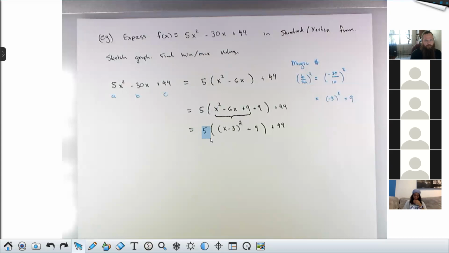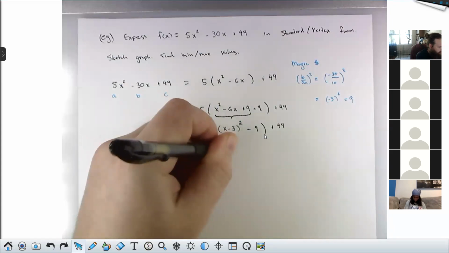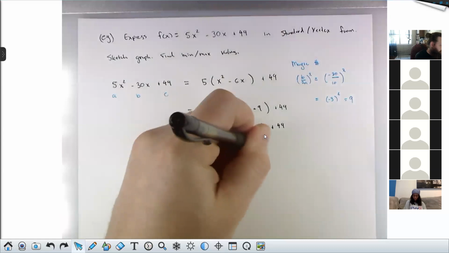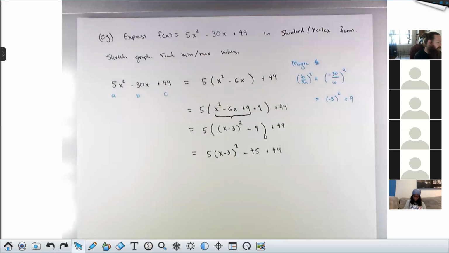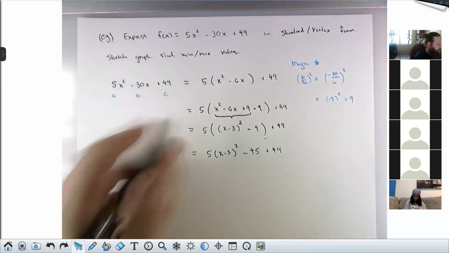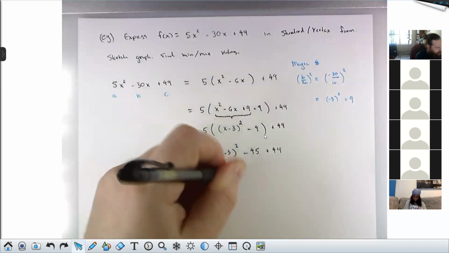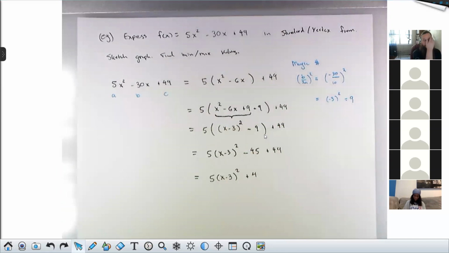Now I'll distribute this 5. One copy of the 5 is going to go to this piece. Another copy of the 5 is going to go to this piece. This will be 5 times parentheses x minus 3 squared. And then 5 times negative 9 is negative 45. And I have my plus 49. And negative 45 plus 49 is positive 4. So we arrive here.